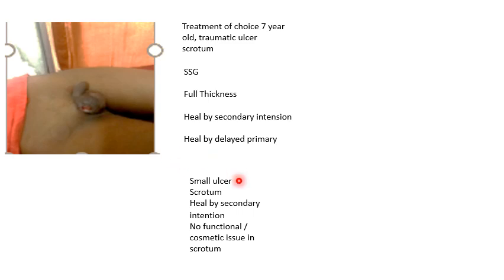So a small ulcer, it's in the scrotum. It can be left to heal by secondary intention. There will be no functional and cosmetic issue in the scrotum. But in other parts of the body, when you let it heal by secondary intention, you can have scar formation, very bad scar formation leading to even functional problems. So the answer is let it heal by secondary intention. Fine.